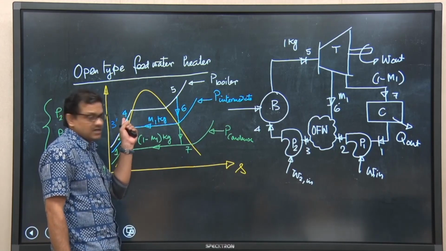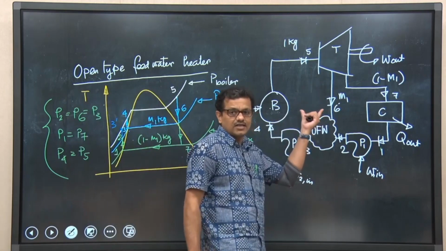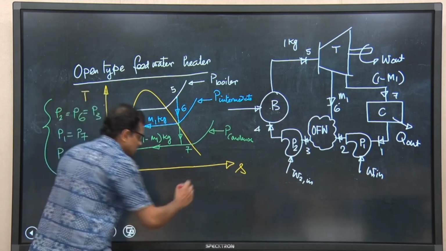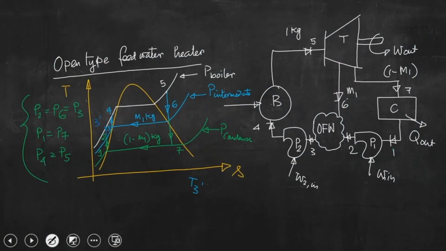But what I was telling, had this arrangement not been there in the circuit, we would have obtained the temperature of feed water at the inlet to the boiler as T3 prime, when OFW is not there, but T4 using OFW. So, using this arrangement we could increase the temperature of feed water before it enters into the boiler.